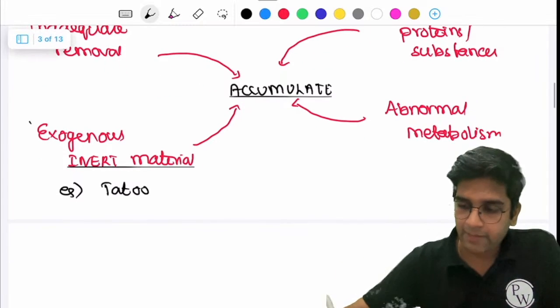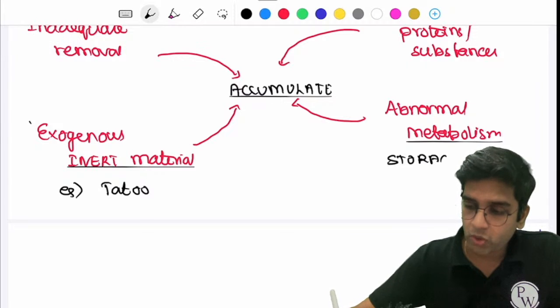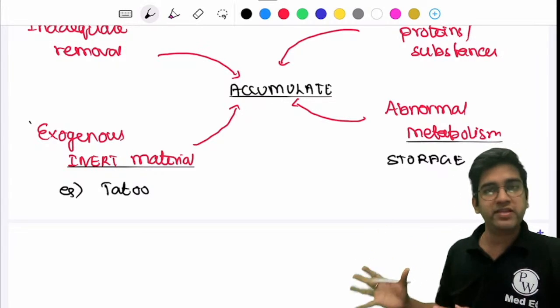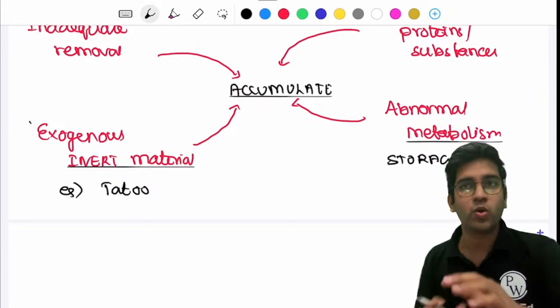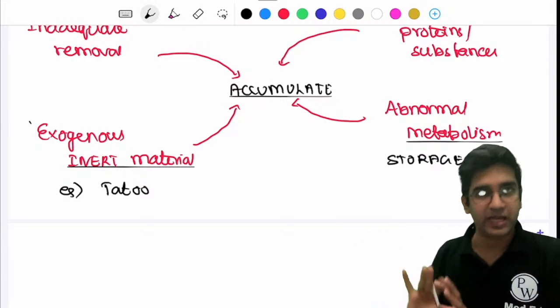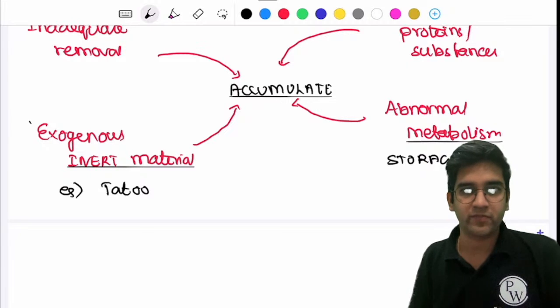Or I can have an abnormal metabolism. This is where all your storage disorders come into play, right? So due to all these conditions, obviously things can accumulate in the cell. The first half of today's discussion is what an intracellular accumulation is and how it happens. We know these various substances serve as evidence of cell damage, that's all, right?